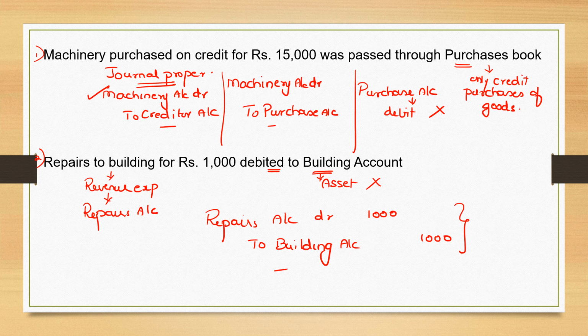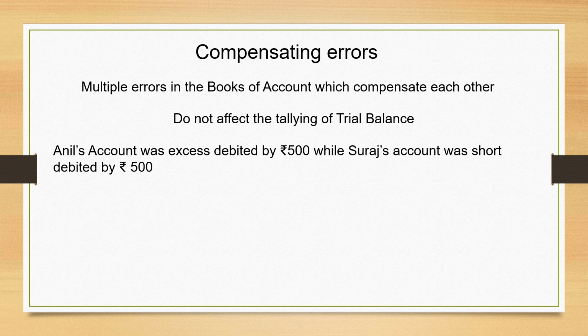So these are the two examples of error of principle and how we go about rectifying it. Now moving further, the next type of error, the last type of error that we are going to be discussing today is compensating error. Now there might be multiple errors in the books of accounts, but those errors might be happening in such a way that they compensate each other.